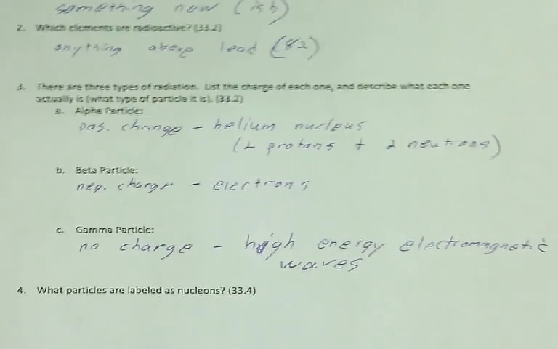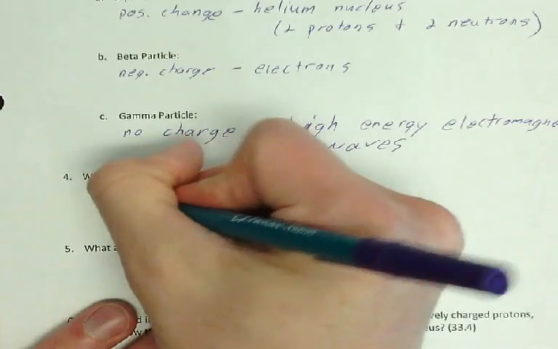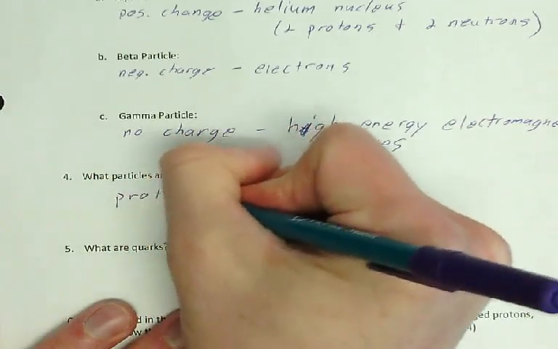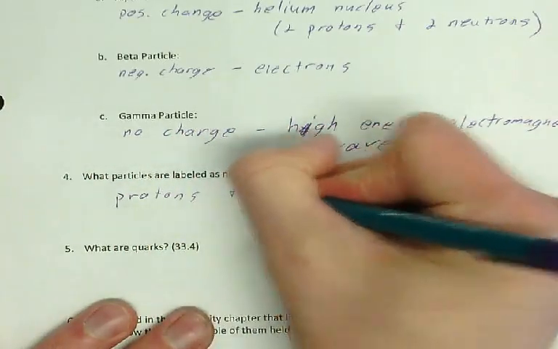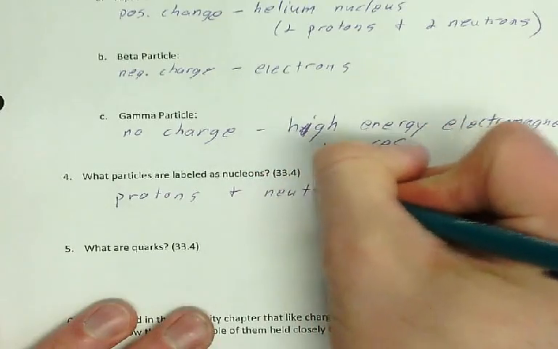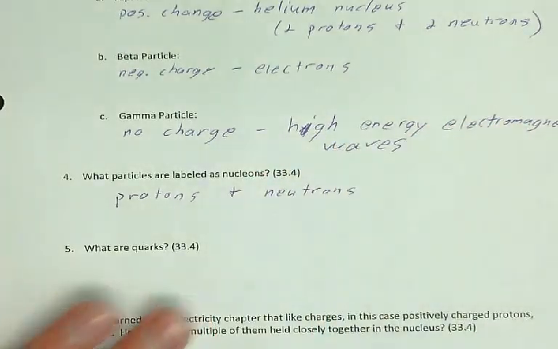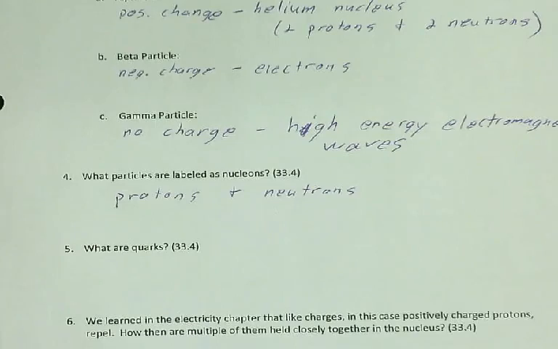All right. So what particles are labeled as nucleons? That would be protons and neutrons. Those are the particles that make up the nucleus. Remember, they're really tiny and really small and close together.